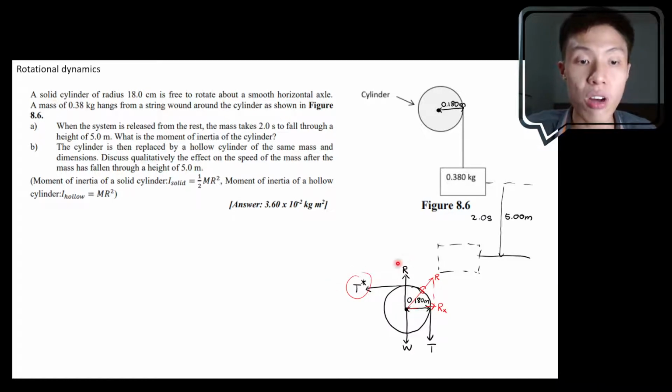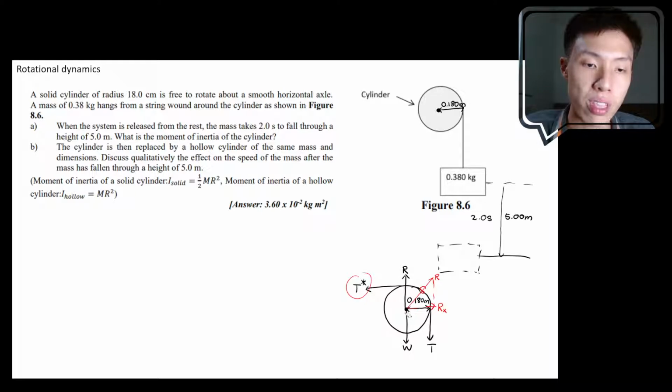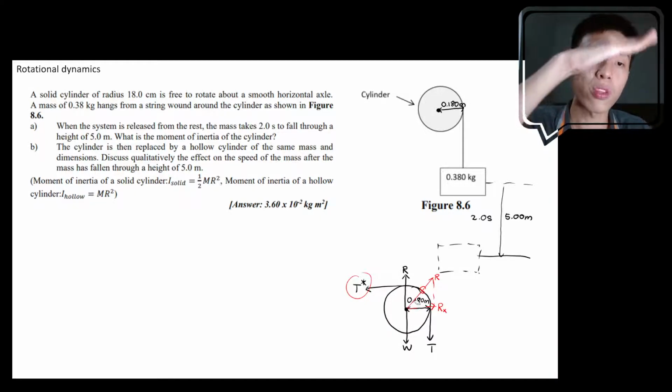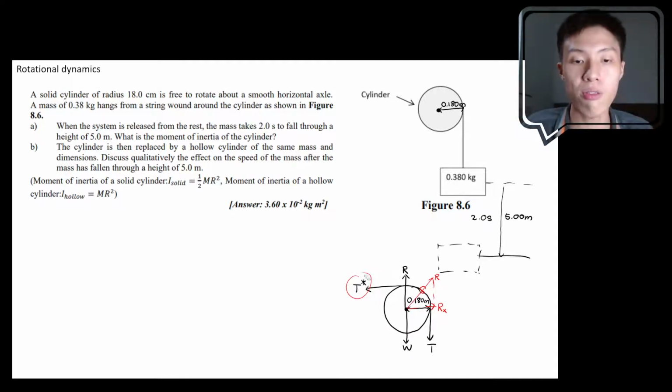So the direction of the reaction force depends on what forces are acting on the cylinder as well. Okay, so reaction force is not always pointing upwards. It depends on the situation. I'm just showing you a what if situation. What if you have a tension pointing to the left? Then your reaction force should be pointing in this direction so that you can have a component pointing to the right to cancel off the tension pointing to the left. Okay, just extra info.